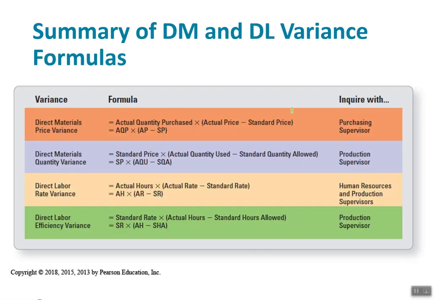All right, so looking down through direct material, direct labor, here's the formulas. And more important for this one, you already have the formulas, but what you have here is who is responsible, or who would you inquire? The purchasing supervisor, if it's direct material price variance, production supervisor for the direct material quantity variance. When it comes to wages, you're going to look at either human resources or a production supervisor. And of course, direct labor efficiency is going to be the production supervisor.